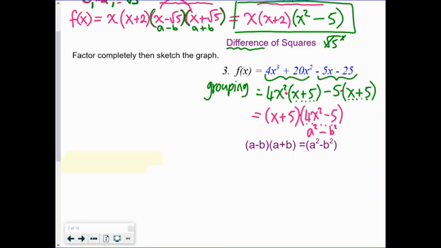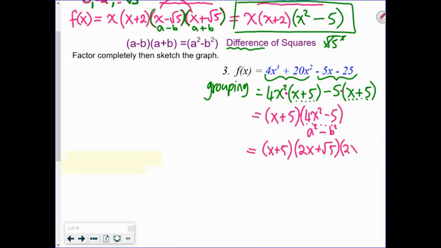And this can be factored to be a minus b, a plus b. So my a squared is 4x squared. Wherever I see an a, I'm going to write the square root of 4x squared, which is 2x. And for the b squared, which is 5, wherever I see b, I'm going to write the square root of 5. So let's write this fully factored. We have x plus 5, then 2x plus the square root of 5 times 2x minus the square root of 5.